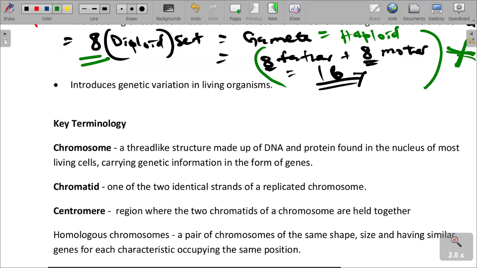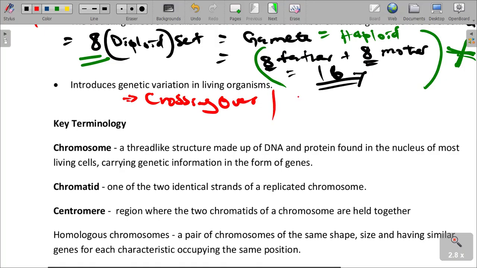And then it introduces genetic variation in living organisms. Living organisms must be very different. I'm sure that as life science students, we have heard of the term survival of the fittest: organisms have different strengths and different characteristics. They have quite a lot of variations amongst them. So meiosis introduces genetic variation. How? It allows that through crossing over. Crossing over occurs because of meiosis.